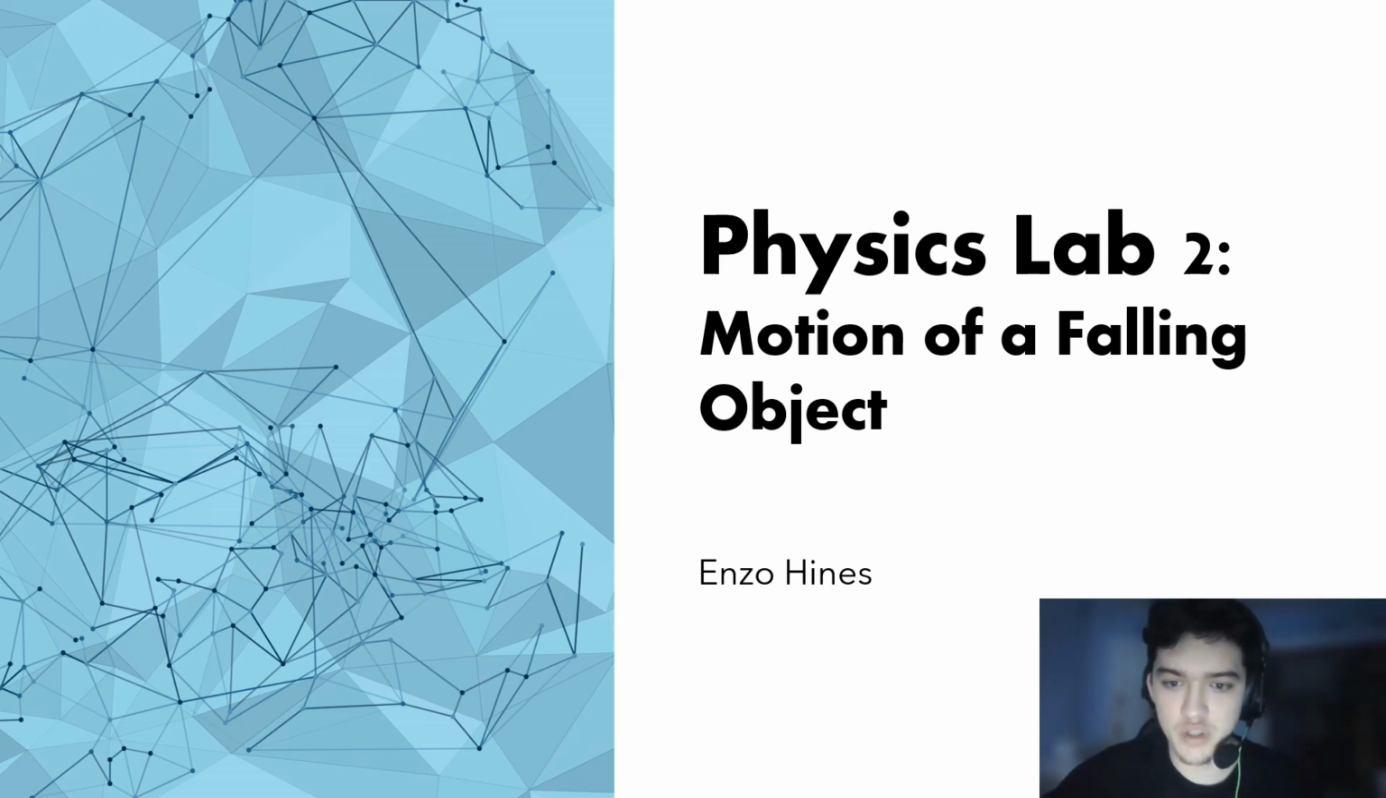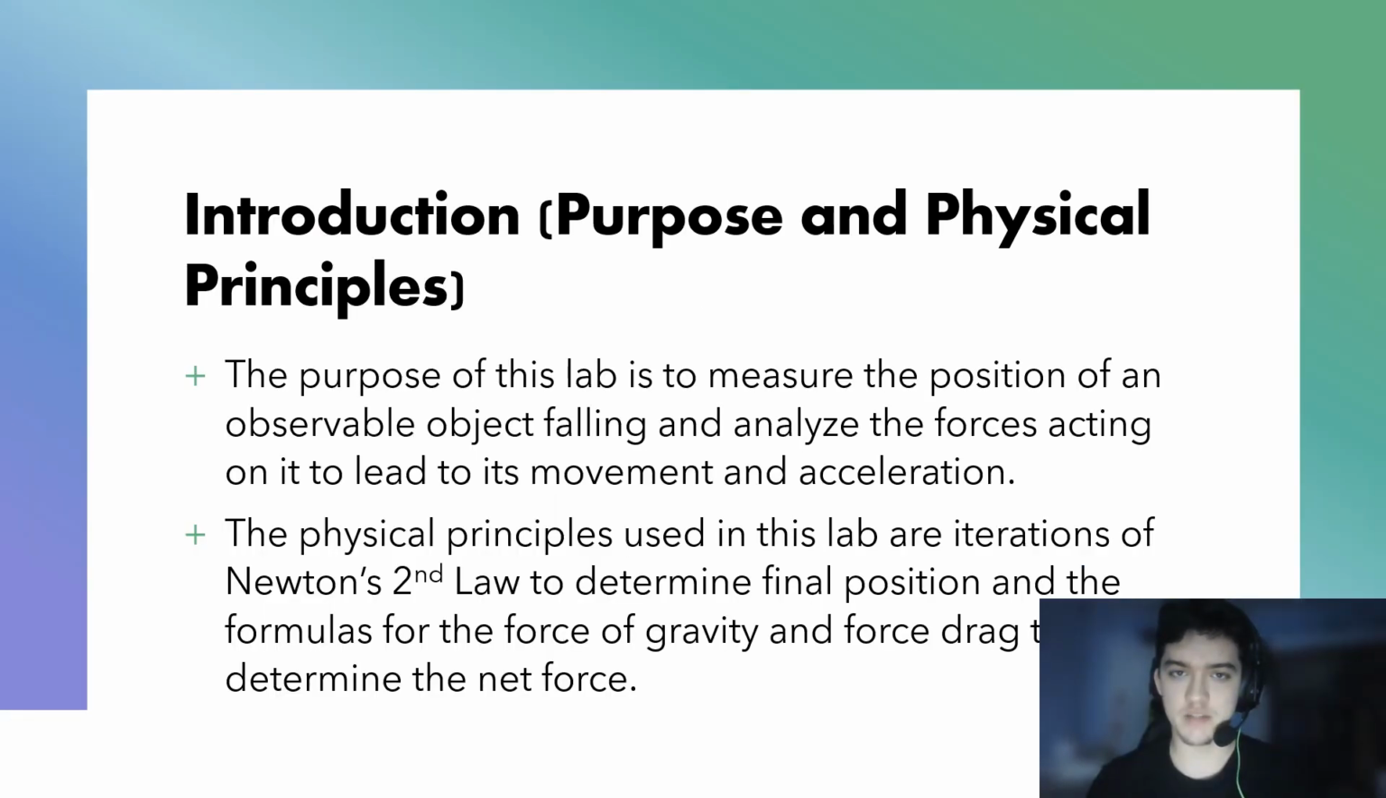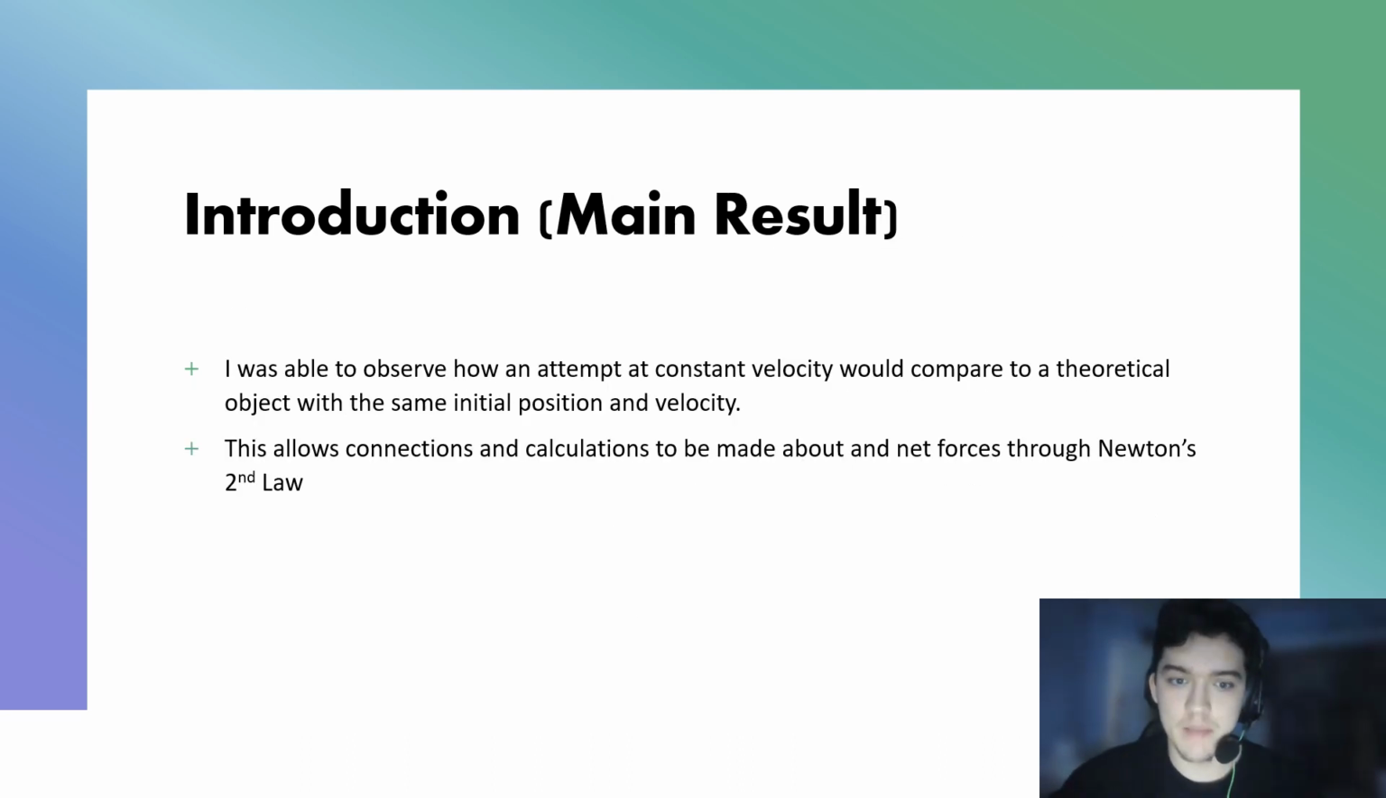This is Physics Lab 2, Motion of a Falling Object. The purpose of this lab is to measure the position of an observable object falling and analyze the forces acting on it to lead to its acceleration and movement. Physical principles used in this lab are Newton's second law to determine final position and the formulas of force of gravity and force drag.